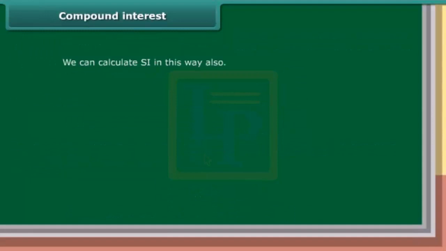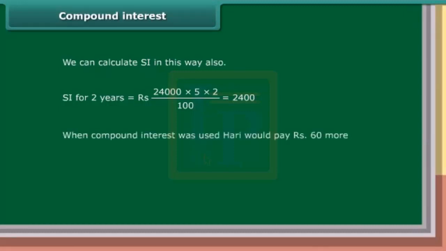We can calculate SI in this way also. SI for 2 years is equal to rupees 24,000 into 5 into 2 upon 100, which is equal to rupees 2,400. When compound interest was used, Hari would have to pay rupees 60 more.